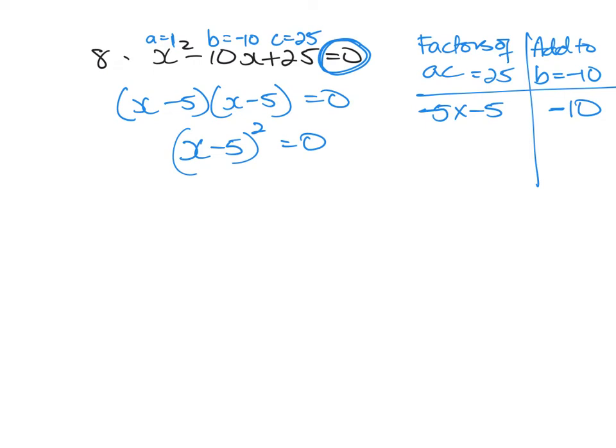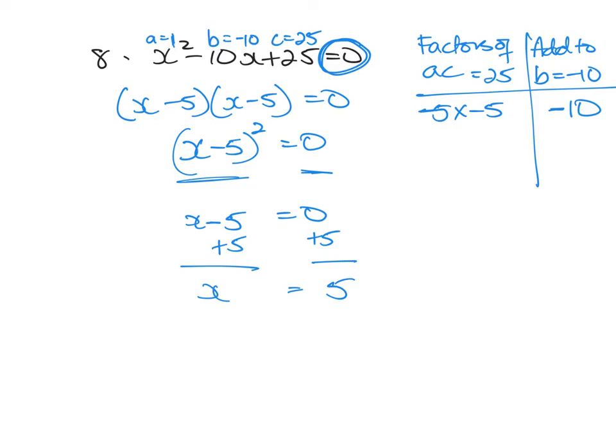When we have a perfect square, it is the only time that we are not going to get two answers for our quadratic equation, because it will plain and simply be, for this to be equal to 0, it must mean that x minus 5 must be equal to 0. We add 5 to both sides and we will get that x is equal to 5. So x equals 5 would be our solution for this equation.